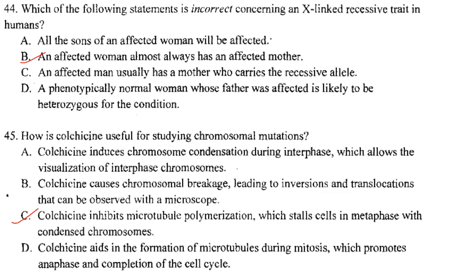So that is incorrect. Then how is colchicine useful for studying chromosomal mutation? So colchicine inhibits microtubule polymerization which stalls the cells in metaphase with condensed chromosomes. So answer is option C.